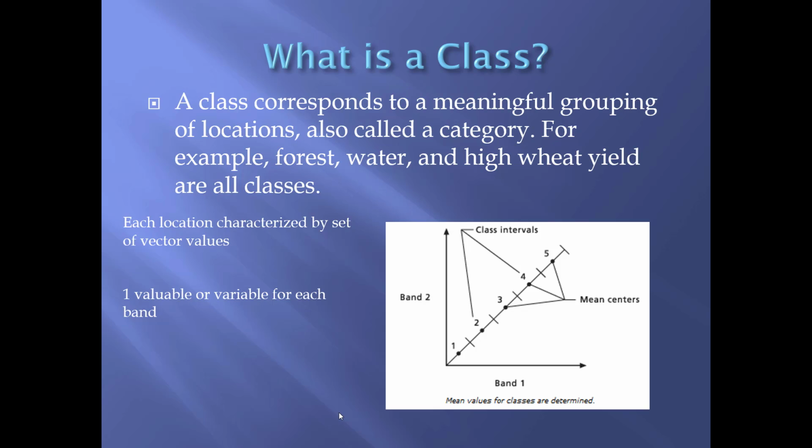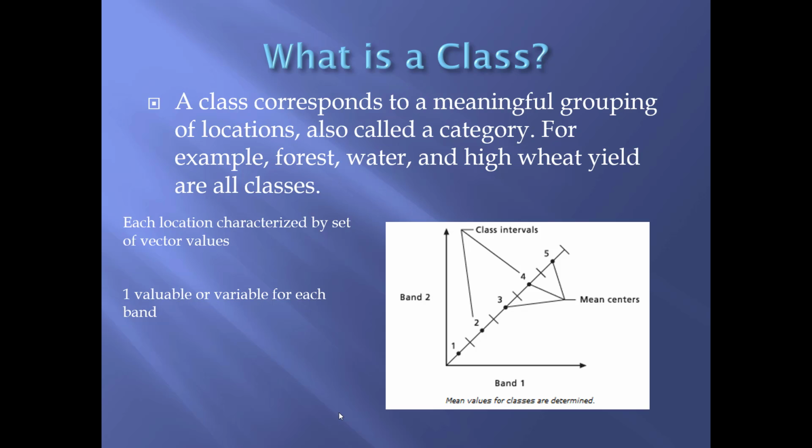So what is a class? It corresponds to a meaningful grouping of locations. It can also be called a category. Some examples are forest, water, or high wheat yield. And in your labs, you'll also be working with urban and wetland, as well as others.